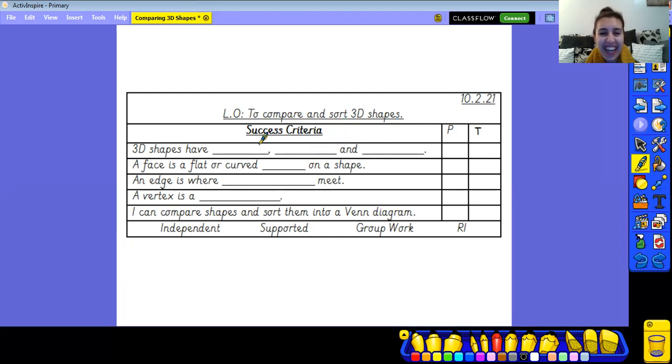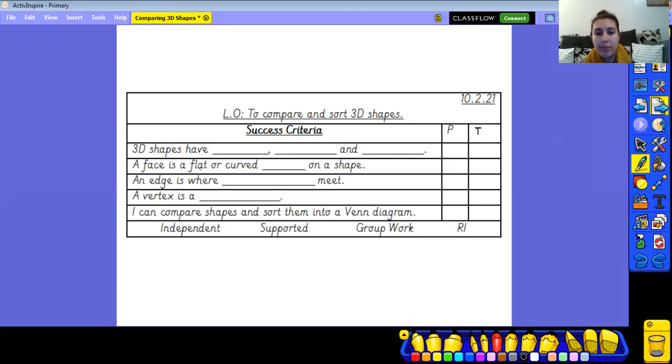Let me start that again so I can say it correctly. Well done if you said it right the first time. 3D shapes have faces, edges, and vertices. Now, a face is a flat or a curved side on a 3D shape. An edge is where those faces meet. It can be a straight edge or it can be a curved edge. And a vertex is a point, usually where edges meet, but not always. For example, in a cone.